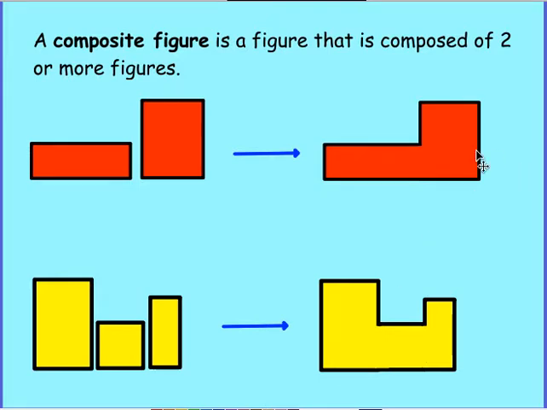So when you take a look at this shape right here, you can break it down into two different rectangles. So it's considered a composite figure. Okay, so here's your definition and two examples.